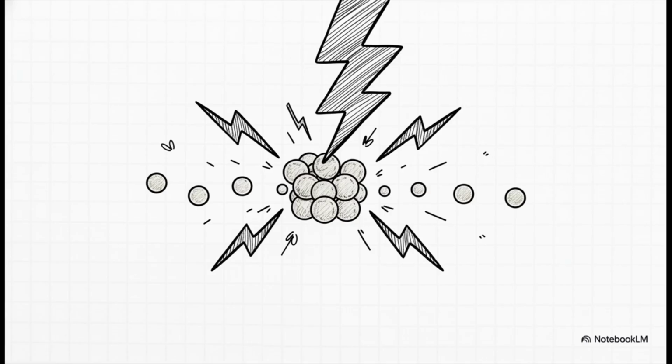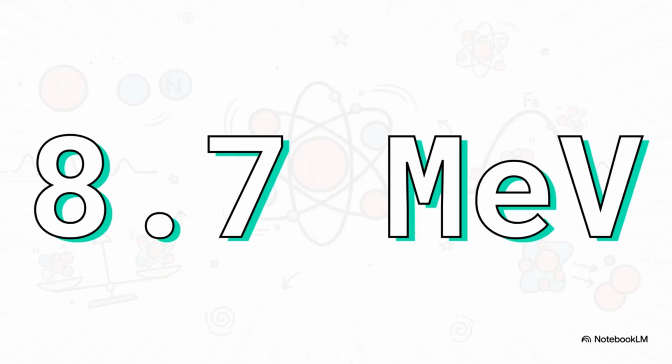Let's look at specific numbers to ground this. Iron-56 has a binding energy of 8.7 mega electron volts per nucleon, per particle. We divide the total energy by the number of particles so we can compare different atoms fairly. That gives us a really solid average. This shows the average energy holding each individual proton and neutron in place, and that calculation brings us to this.